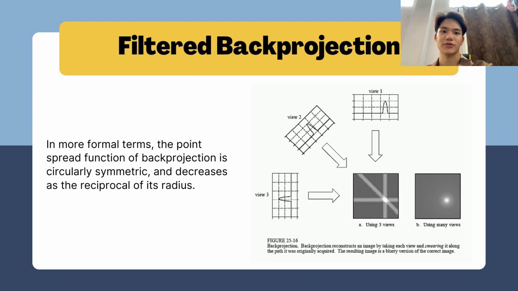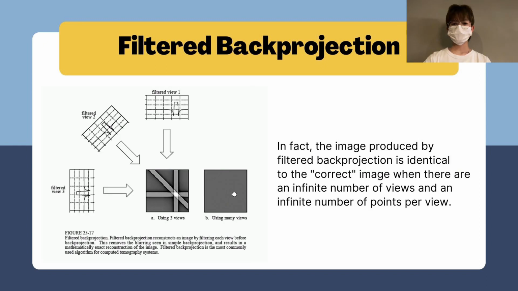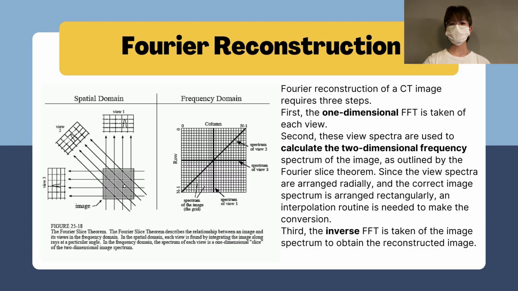Filtered back projection. In more formal terms, the point spread function of back projection is circularly symmetric and decreases as the reciprocal of its radius. In fact, the image produced by filtered back projection is identical to the correct image when there are an infinite number of views and an infinite number of points per view.